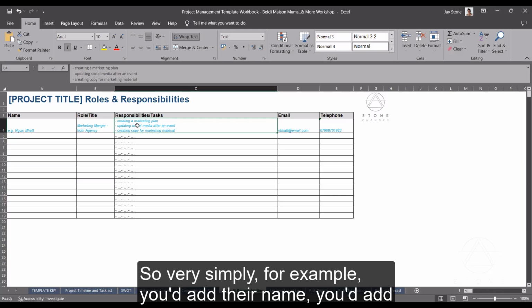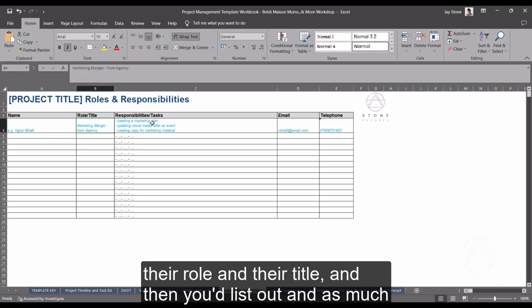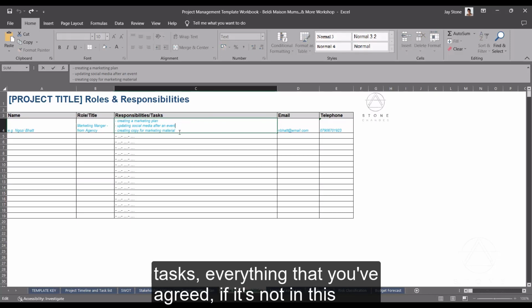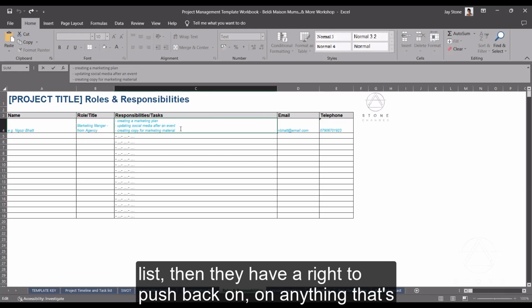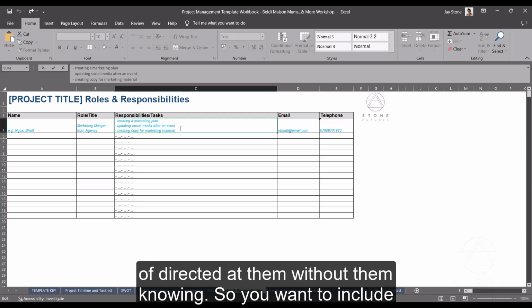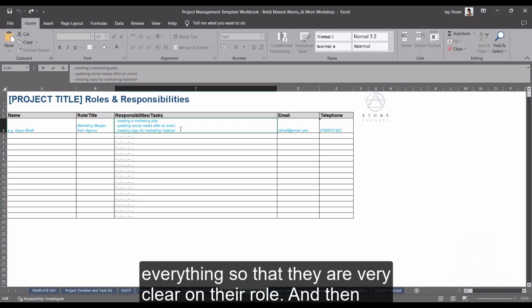what they're doing. So very simply, for example, you'd add their name, you'd add their role and their title, and then you'd list out in as much detail as makes sense all of their responsibilities and tasks, everything that you've agreed. If it's not in this list, then they have a right to push back on anything that's been handed over to them, or has been directed at them without them knowing. So you want to include everything so that they are very clear on their role.